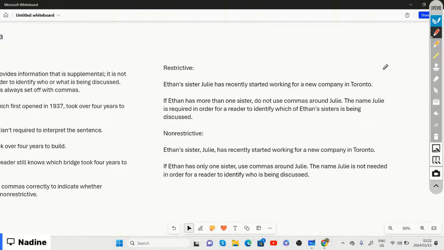All right. So when it comes to restrictive elements, we basically need to identify who or what is being discussed, and it is not set off with any commas. And when it comes to non-restrictive elements, it is not necessary to know who or what is being discussed, but we need to use commas within our sentences.